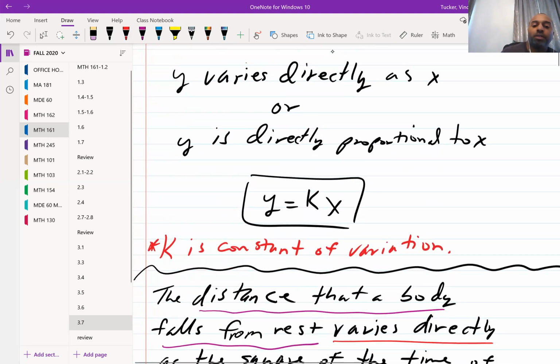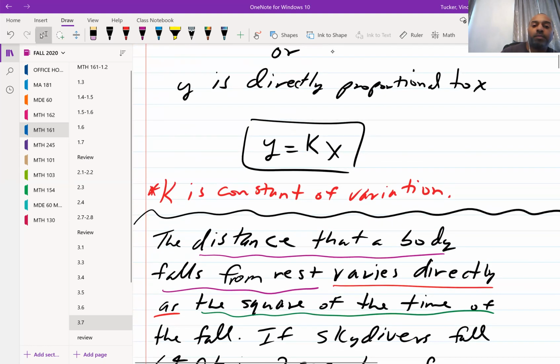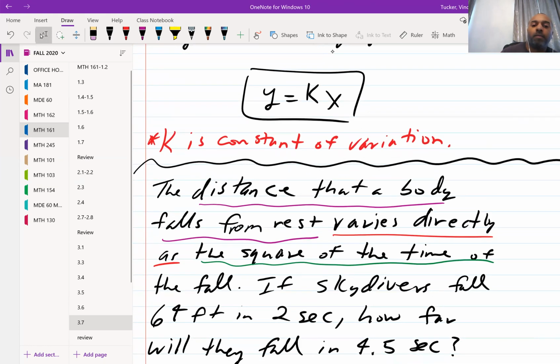All right, so let's look at this first problem. The distance that a body falls from rest varies directly as the square of the time of the fall. If a skydiver or skydivers fall 64 feet in 2 seconds, how far will they fall in 4.5 seconds? So I'll give you a chance to write it down.